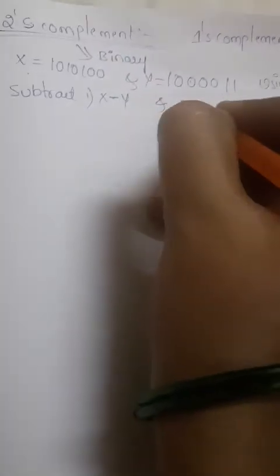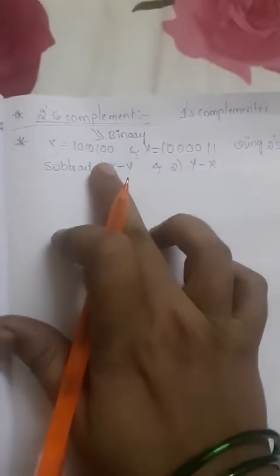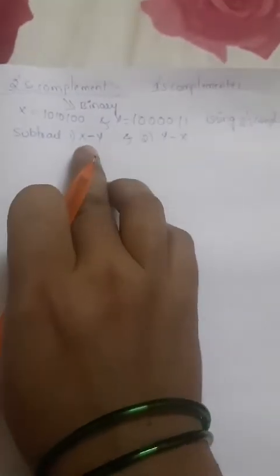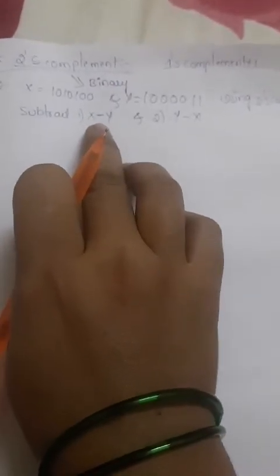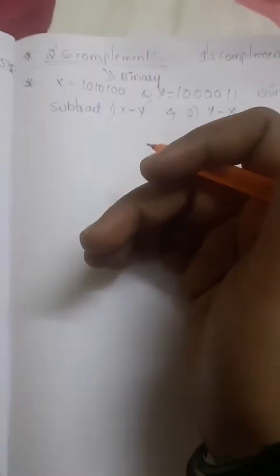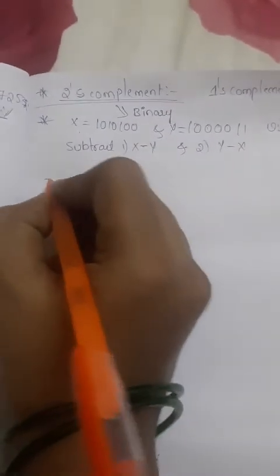the first one is X minus Y and the second one is Y minus X. This is our question. We have X equal to a binary number and Y equal to a binary number. By using the 2's complement method, we can do the two problems here, X minus Y and Y minus X. We can solve these two problems by using the 2's complement in the radix complement. Okay, so first I take X minus Y.